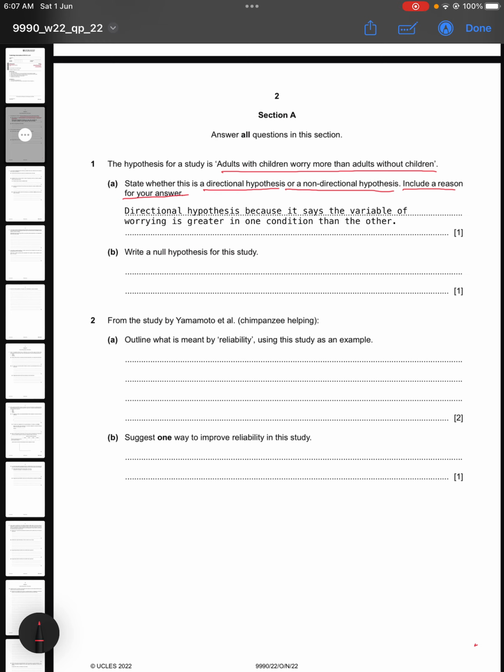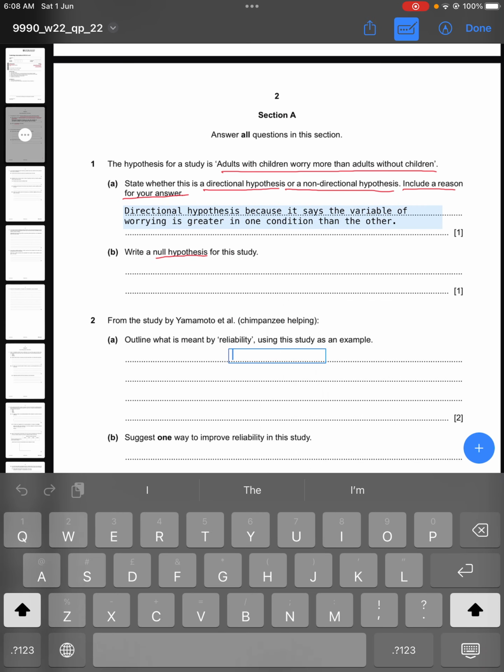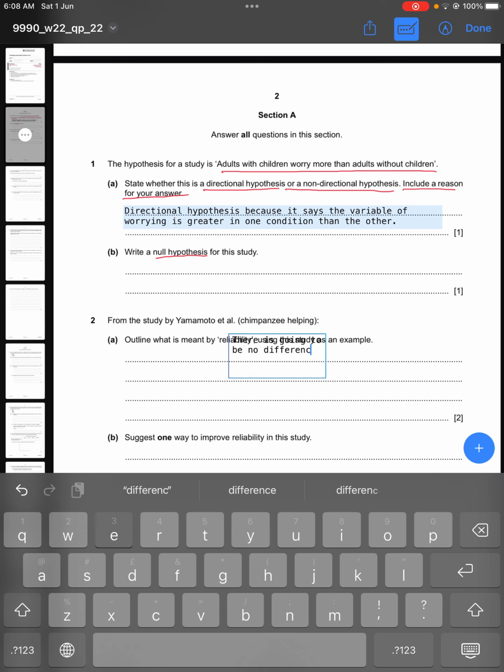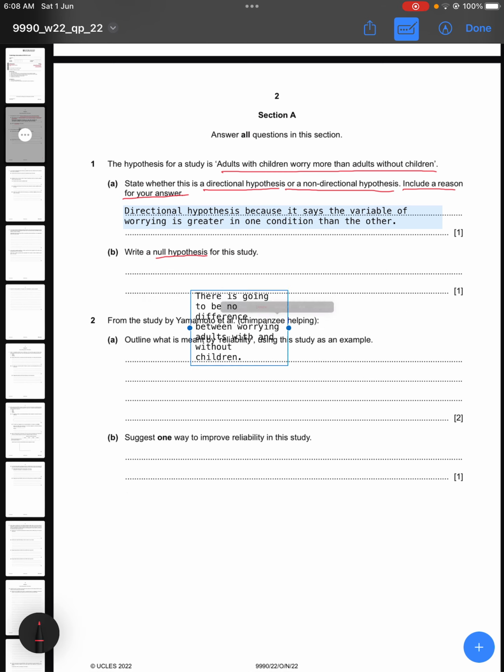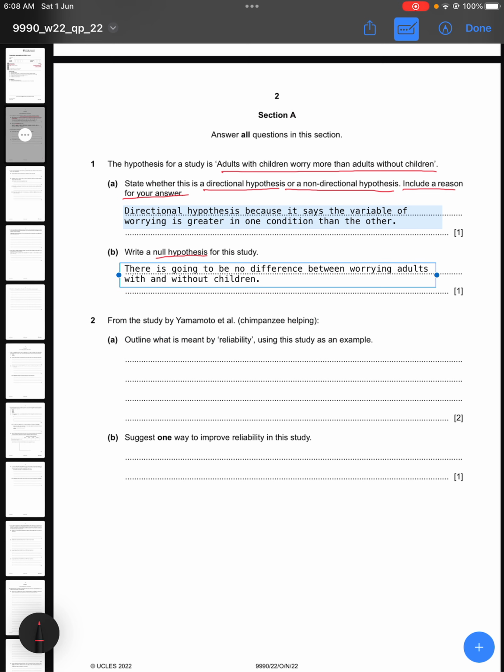Now the next question says write a null hypothesis for this study. So a null hypothesis will be that there is going to be no difference between varying adults with and without children. Because in a null hypothesis, we need to tell that the independent variable is going to have no effect on the dependent variable.